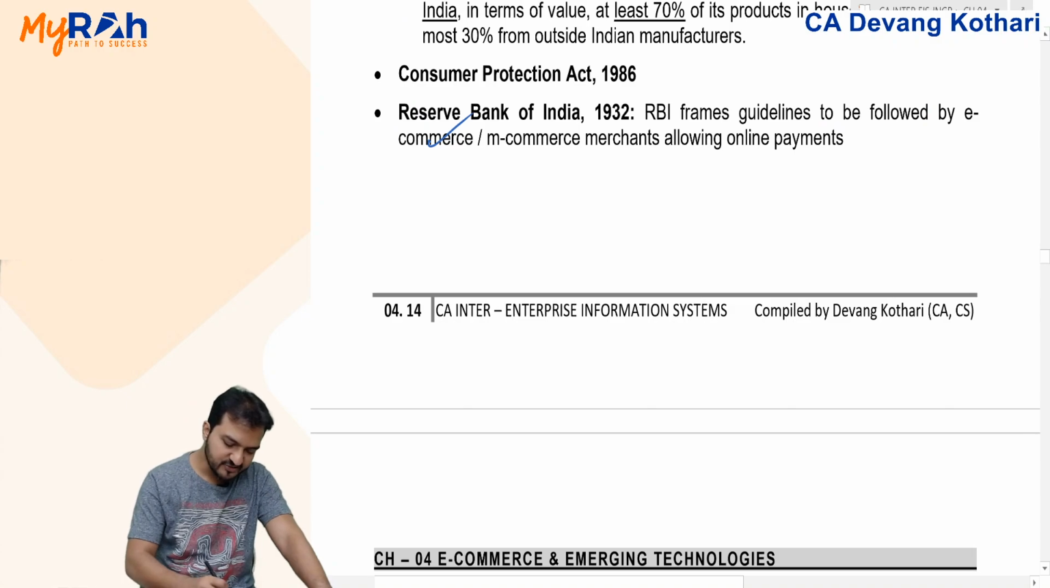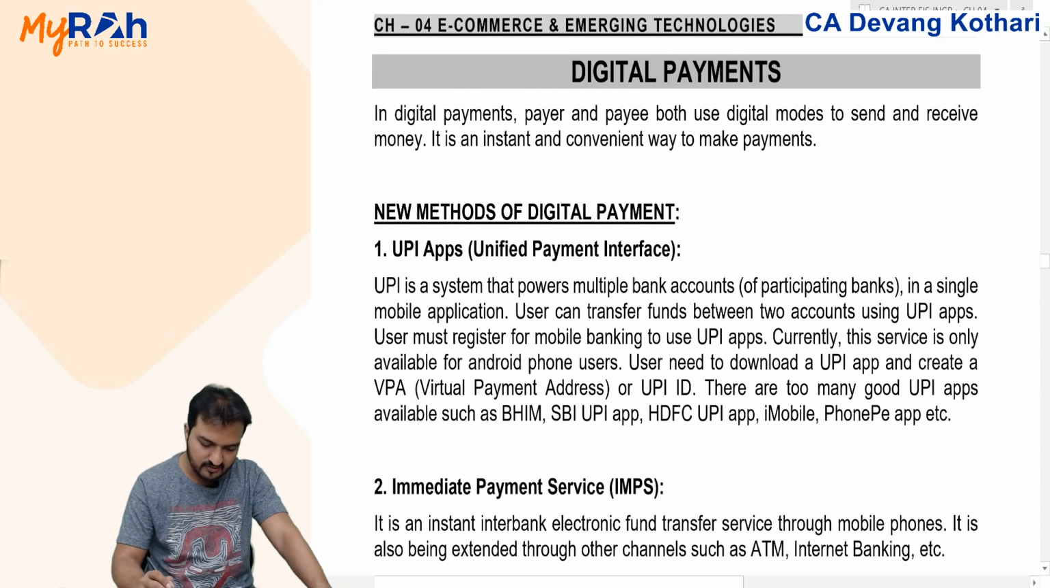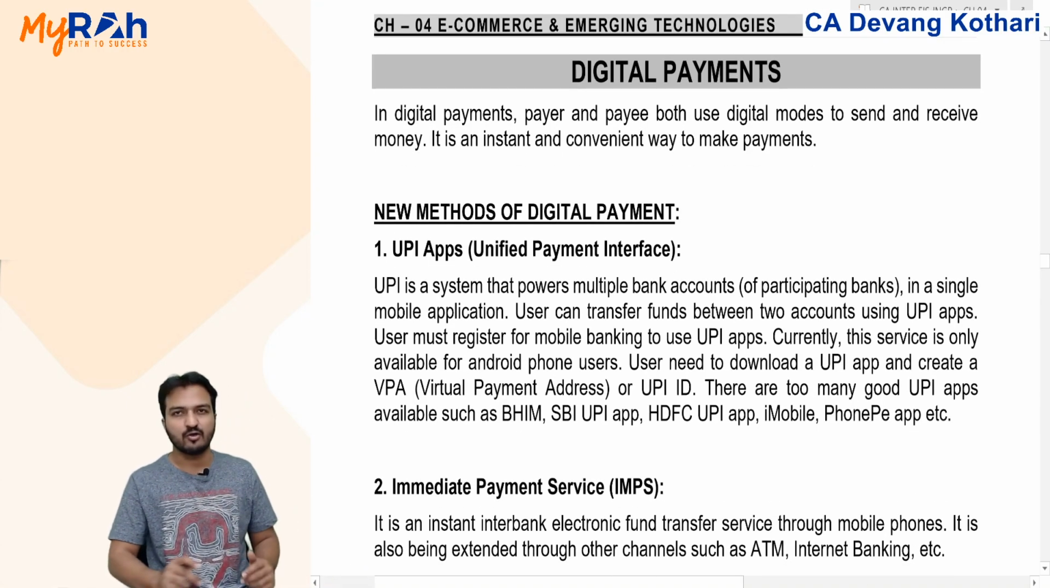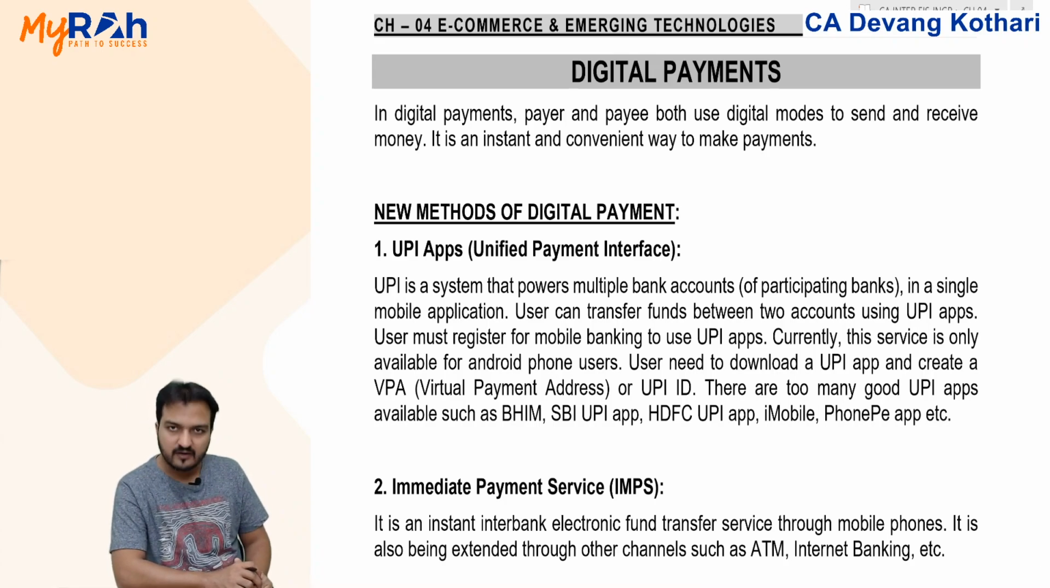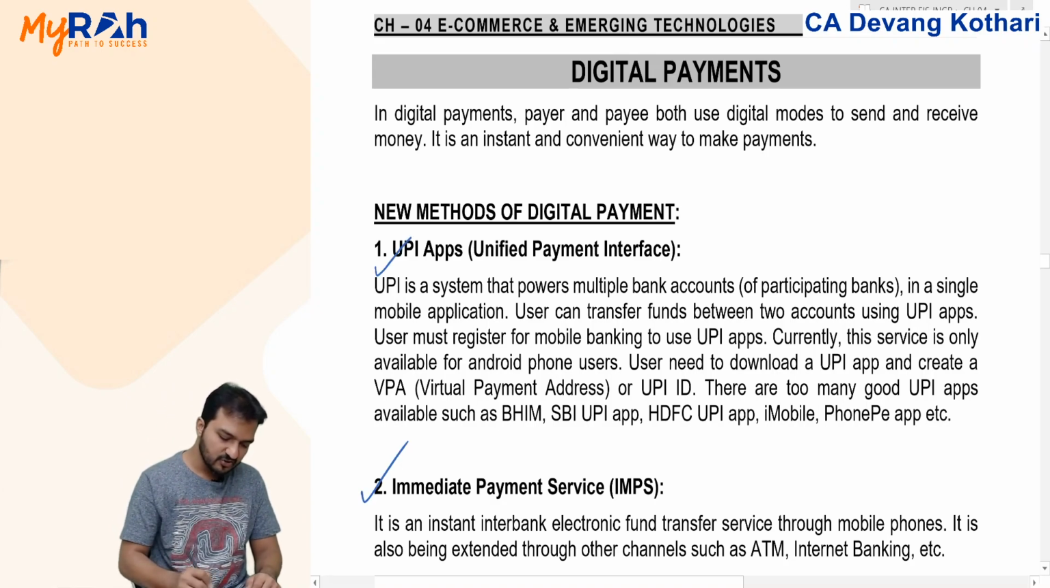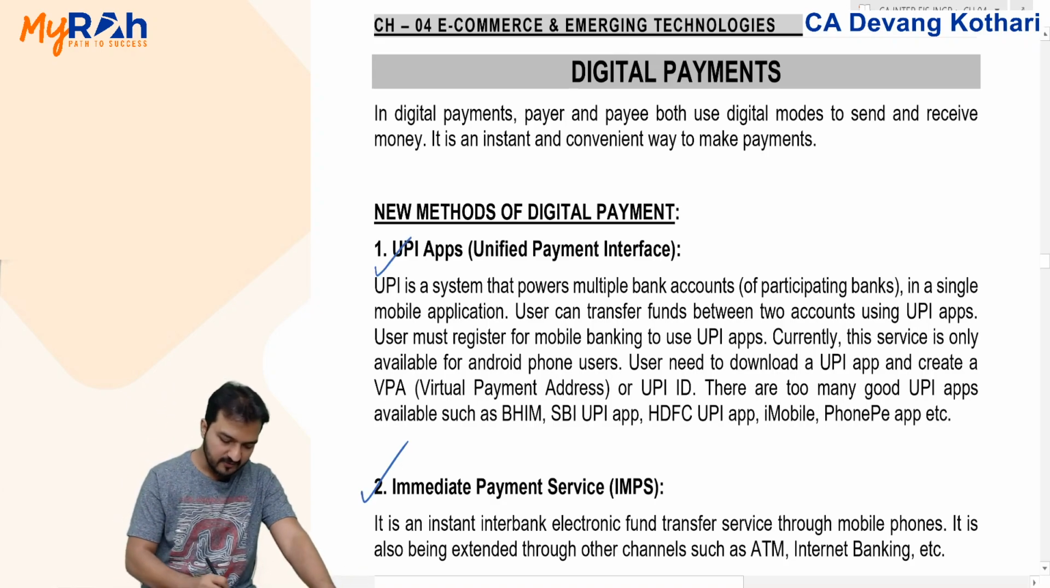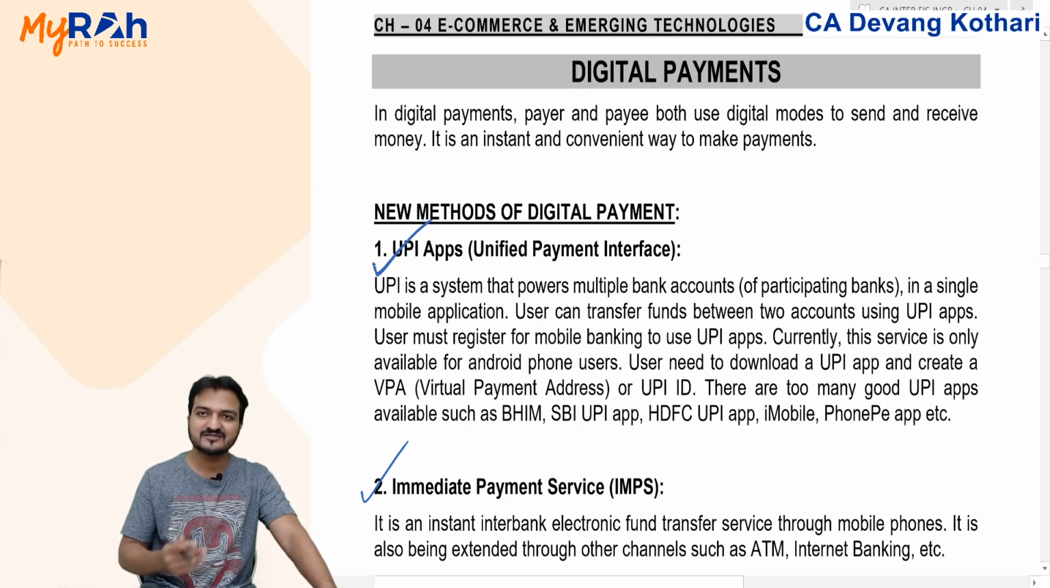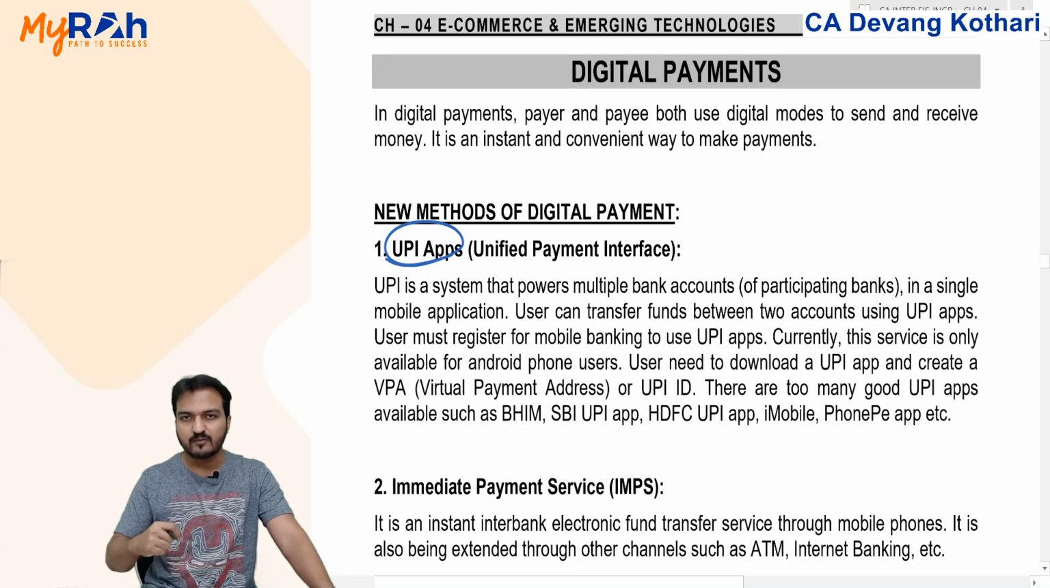Consumer Protection Act, RBI Act, all these are also legal provisions applicable to e-commerce companies. Further, last part in the first part of the chapter, that is the e-commerce part: digital payments. Various examples of payment methods are given. UPI payments is one of the most recent and as of now the most convenient payment methods possible. UPI apps are available. You can use the UPI app to directly transfer payment from your bank account to my bank account if you wish to transfer.